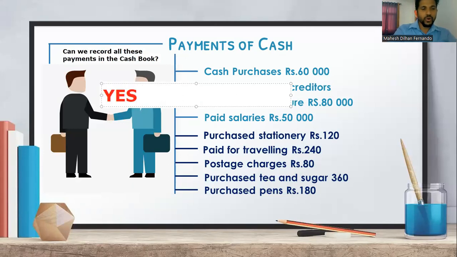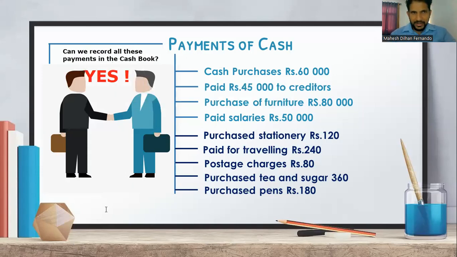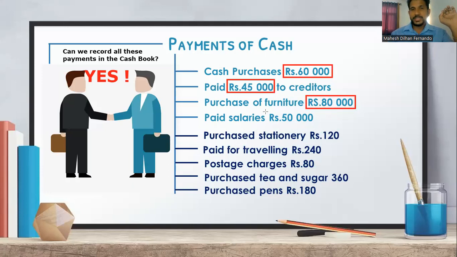We can record them if you want. Why? All these are payments. If we want, we can record them. But we have a problem. And the problem is this: look at the values. This is rupees 60,000. This is rupees 45,000. And this is rupees 80,000. And this is rupees 50,000.